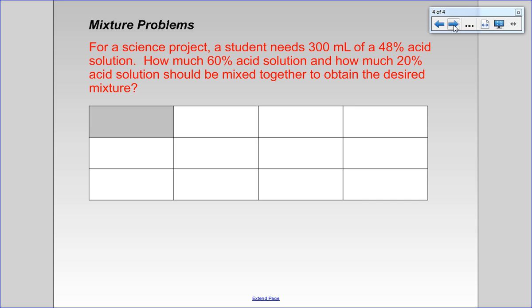One final example. For a science project, a student needs 300 milliliters of a 48% acid solution. How much 60% acid solution and how much 20% acid solution should be mixed together to obtain the desired mixture?